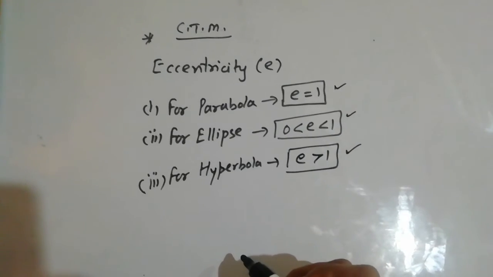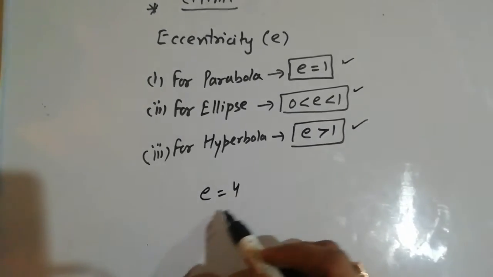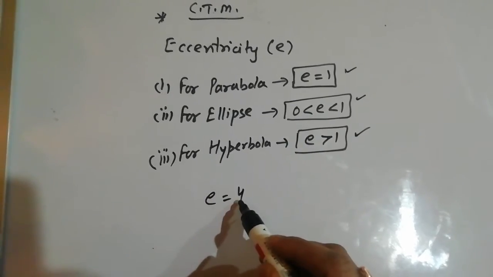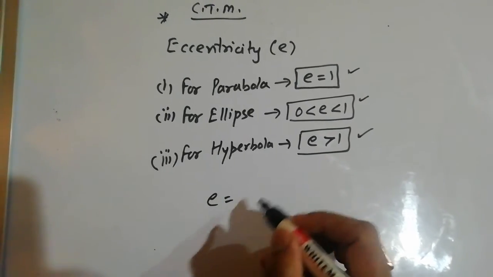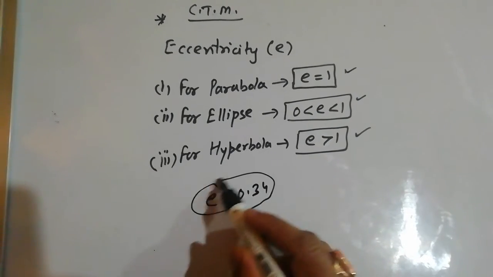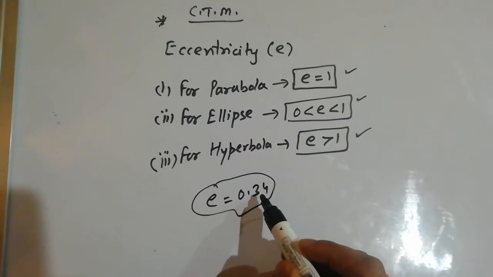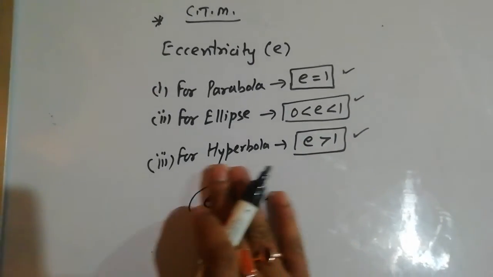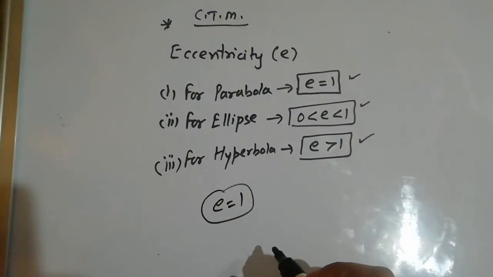Suppose in a question you are given the value of eccentricity as 4, and they are asking what the equation of the curve is, or which type of curve you will get. Eccentricity is 4, it means greater than 1, so the curve is a hyperbola. And if we have eccentricity 0.34, then which shape? This value is greater than 0 but less than 1, so the given curve is an ellipse. Similarly, if eccentricity is 1, it means we have a parabolic curve.